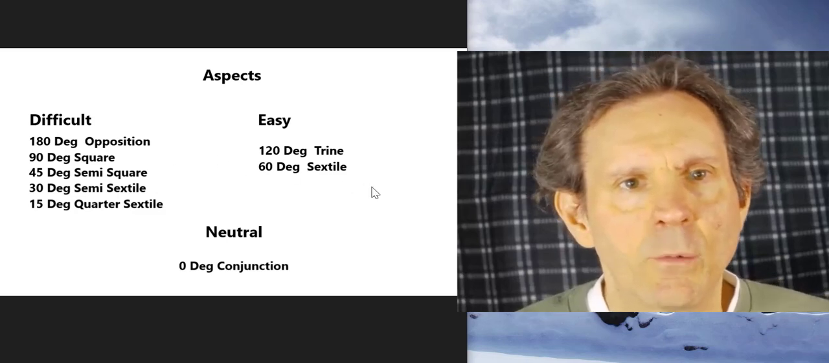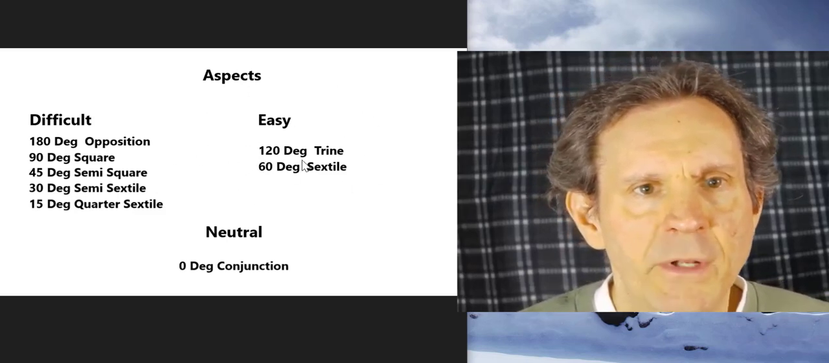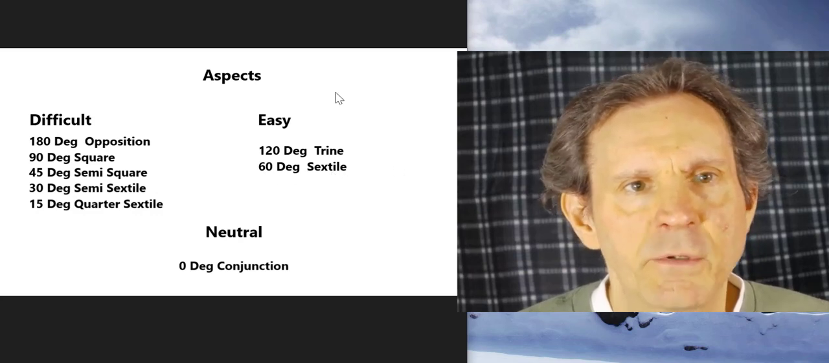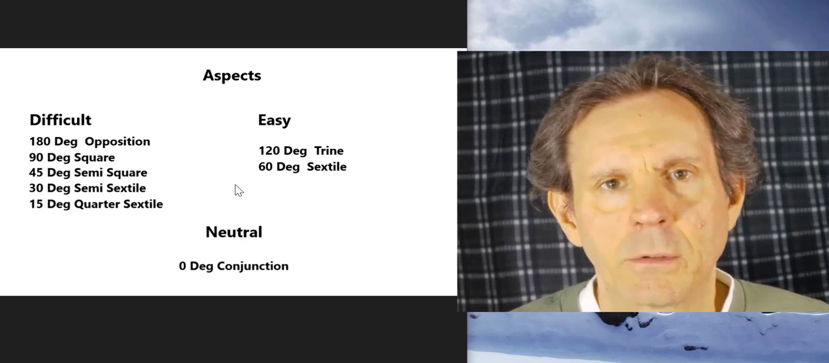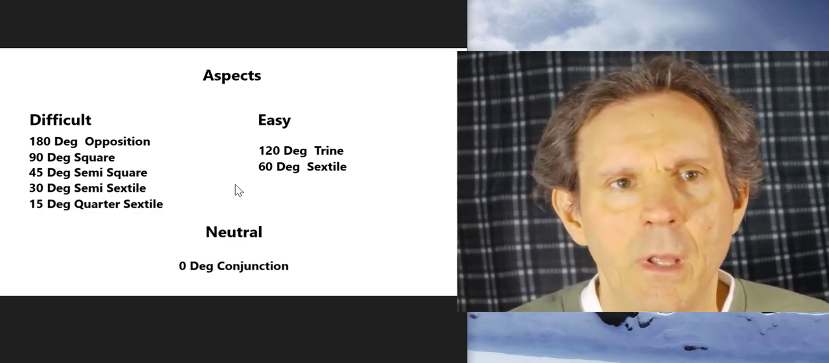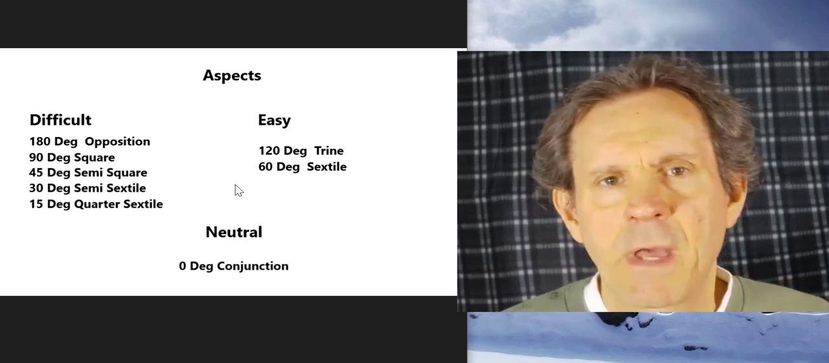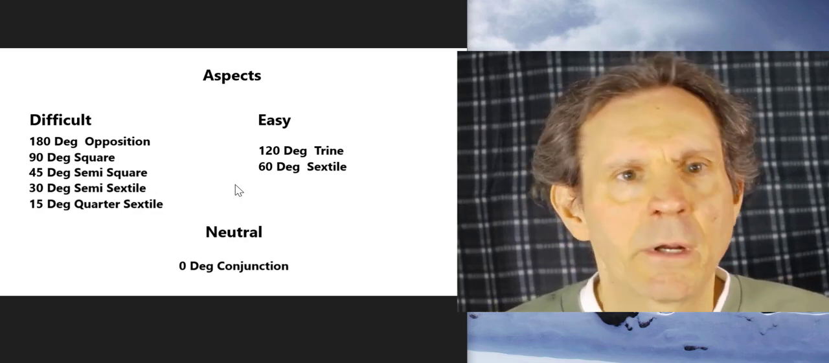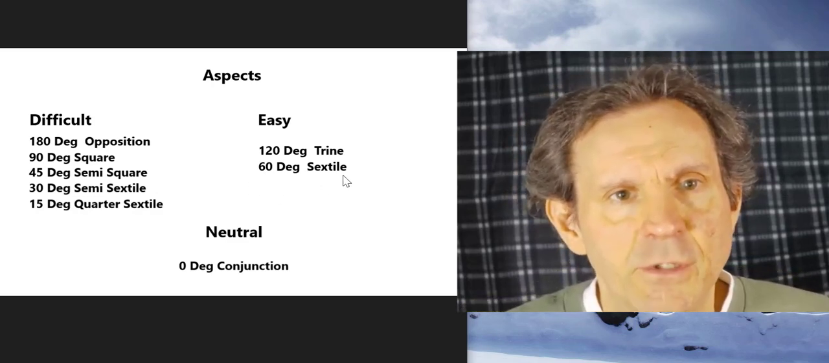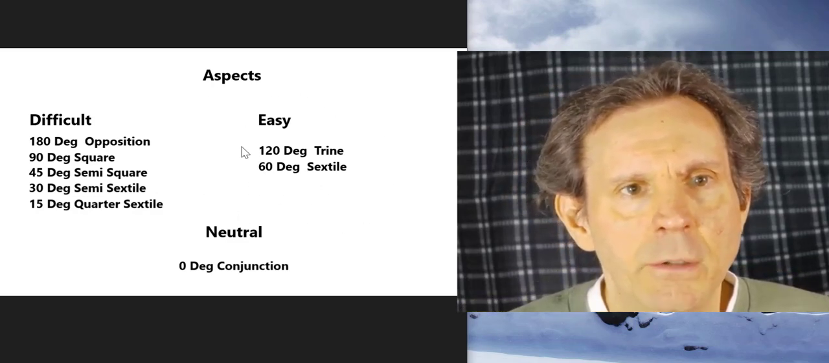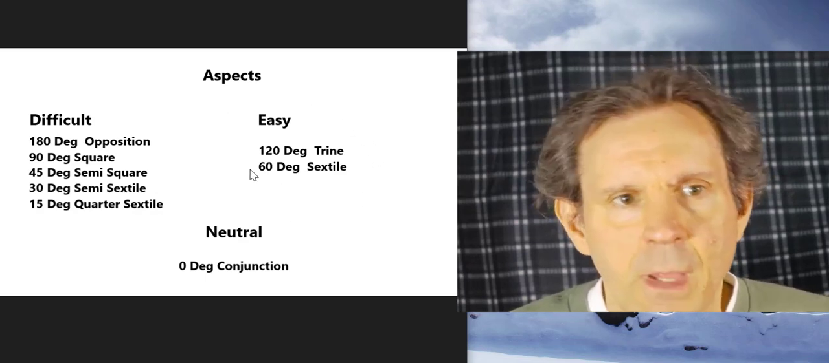To the contrary, we have aspects that are really easy. The 120 degree trine and the 60 degree sextile, which we just looked at. Those are the areas of your life where you don't struggle, where things are just sort of handed to you. Maybe you grew up and had a really great childhood, or maybe you've got a really great career or a really great marriage. Didn't really have to work hard. Those things just happen for you. That's going to show up in your chart with aspects that are easy.